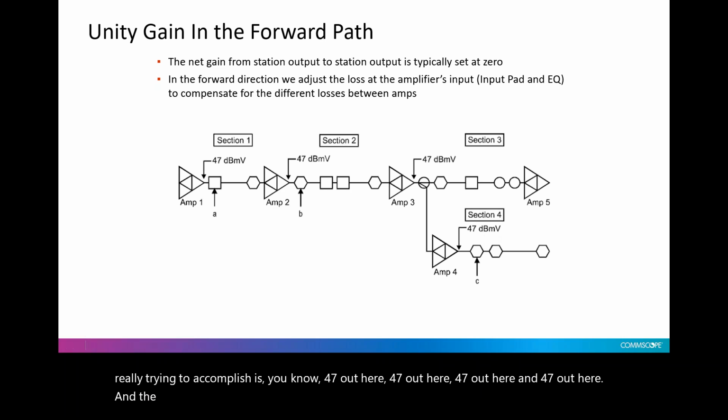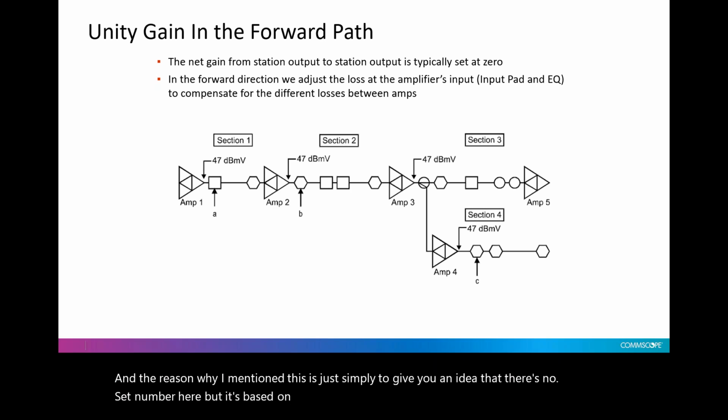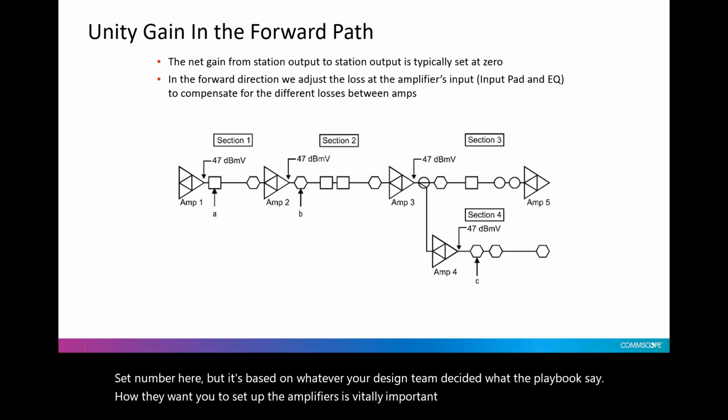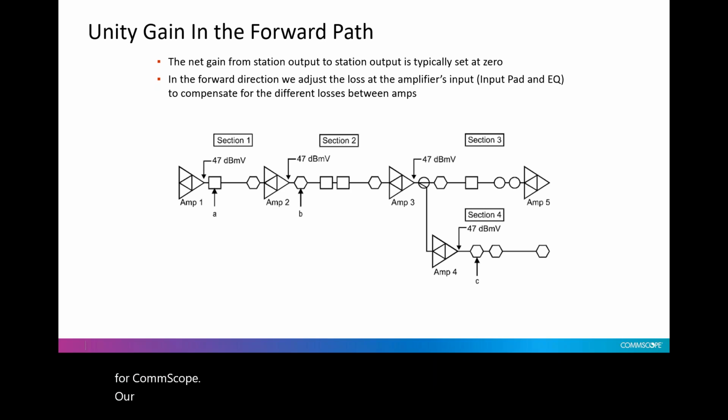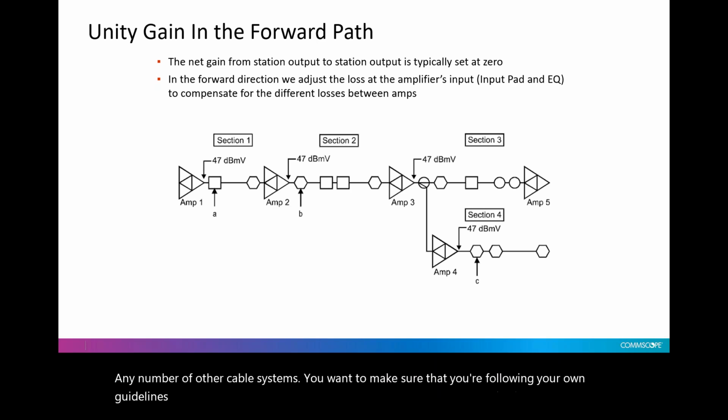The reason why I mention this is just simply to give you an idea that there's no set number here, but it's based on whatever your design team decided. What the playbooks say, how they want you to set up the amplifiers, is vitally important. So if you work for Altice, CommScope or Comcast, Charter, any number of other cable systems, you want to make sure that you're following your own guidelines and system level requirements.